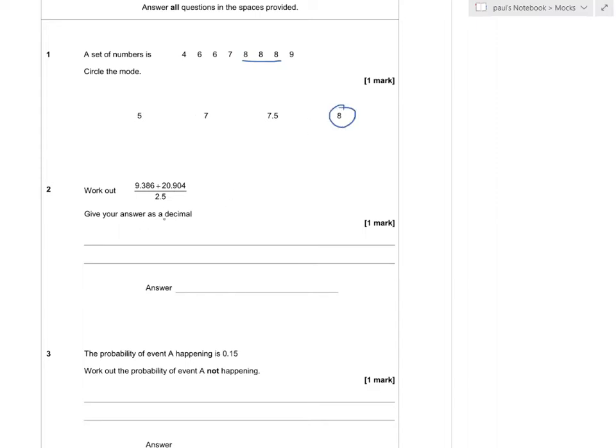Give your answer as a decimal. So remember, it's a calculator paper. So 9.386 plus 20.904 equals that, divided by 2.5, and I get 12.116.